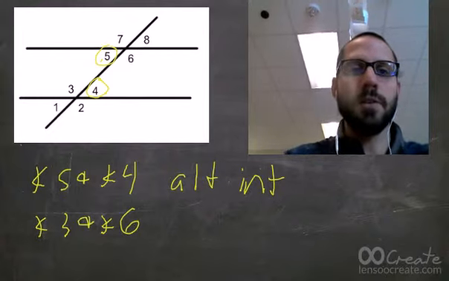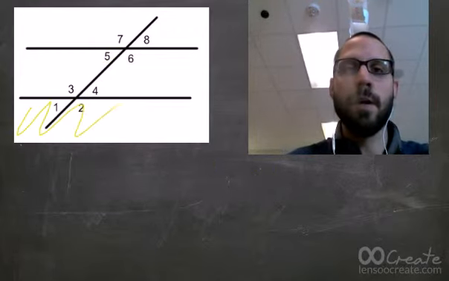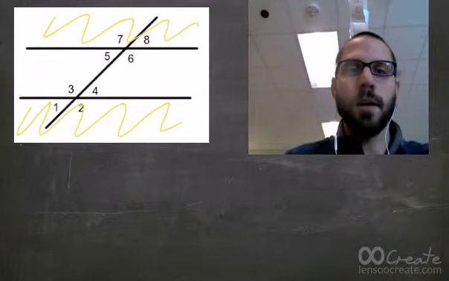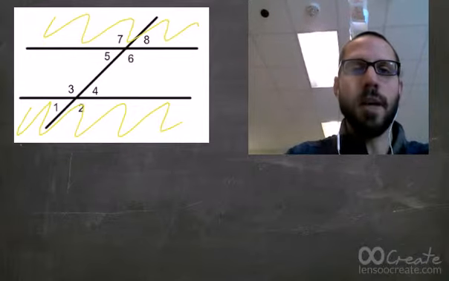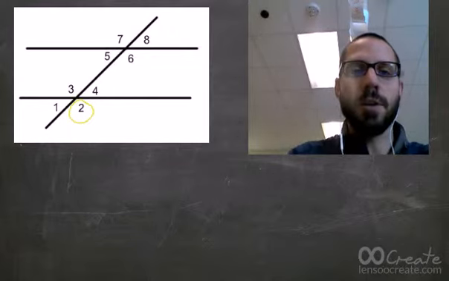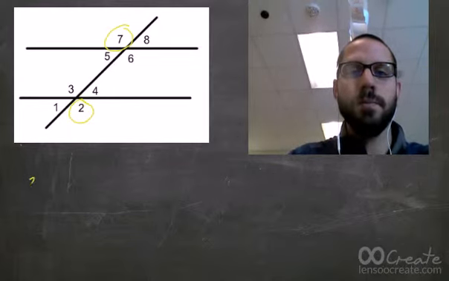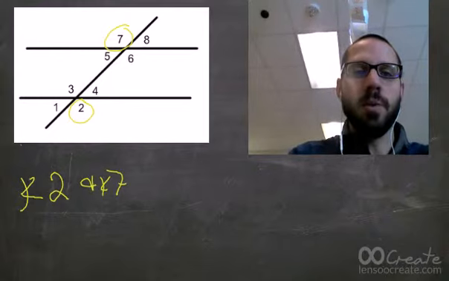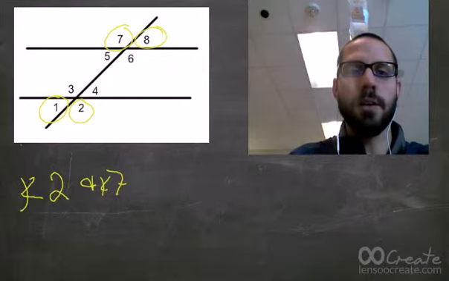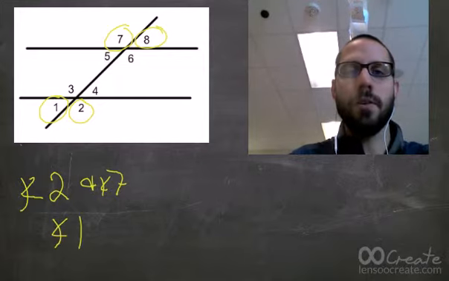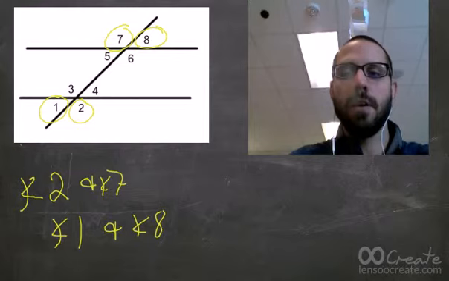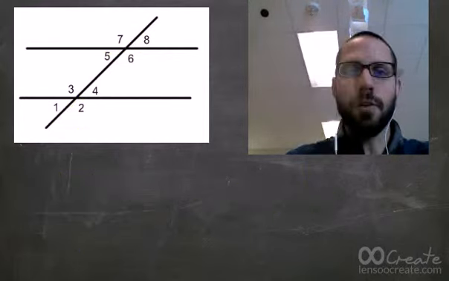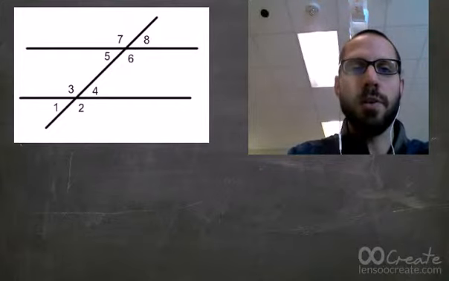Next, looking at the alternate exterior angles, here's our exterior of our two lines cut by a transversal. So our alternate pair of exterior angles, angle 2 would be alternate and exterior with angle 7. And angle 1 would also be alternate with and exterior with angle 8. Alternate exterior.